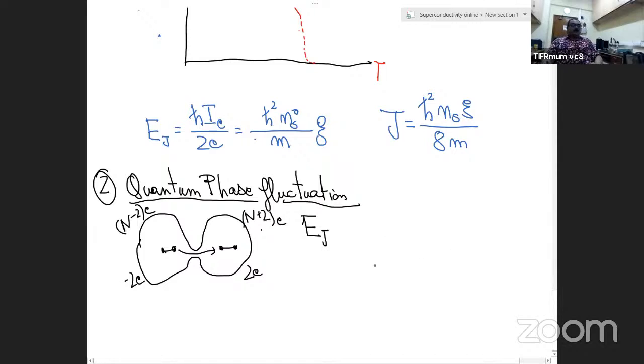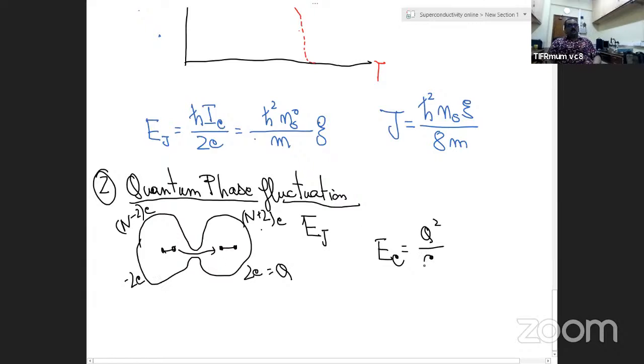Now, that immediately means that there is an energy cost. And what is the energy cost? That energy cost is the Coulomb energy cost. So the Coulomb energy cost, if let me denote this by Q, will be Q squared by 2C for both these islands: Q squared by 2C for this island and Q squared by 2C for this island.